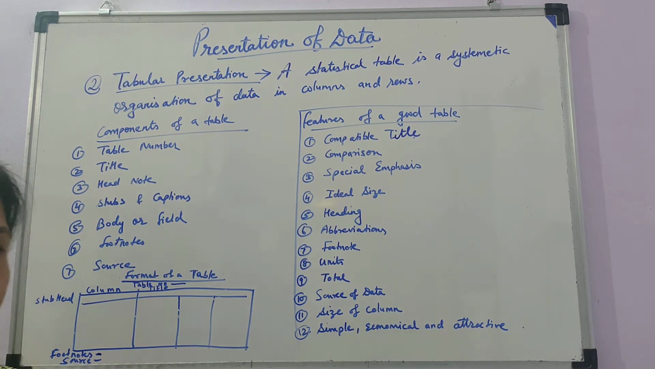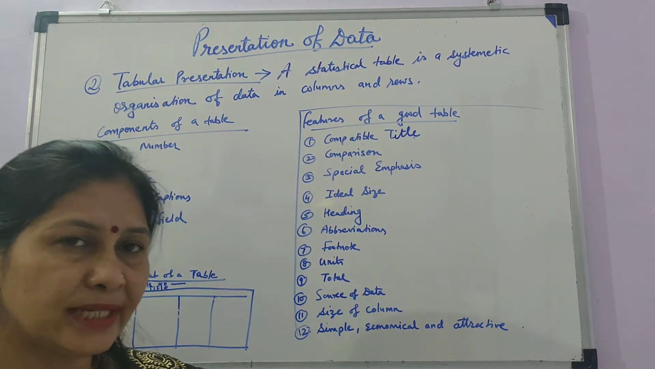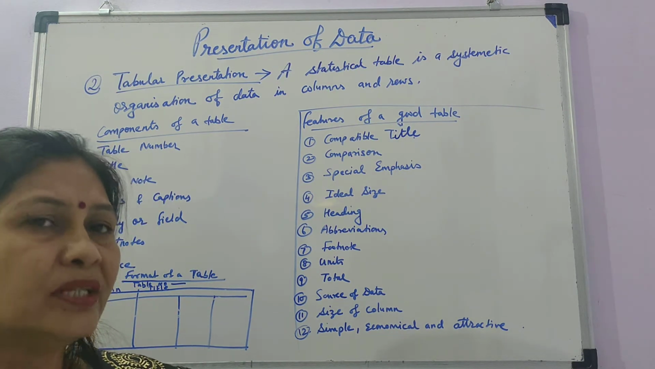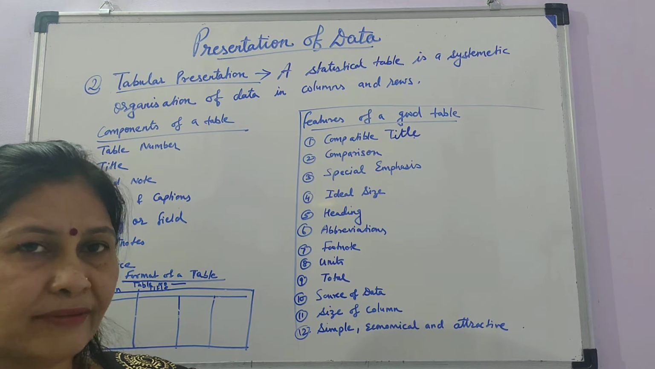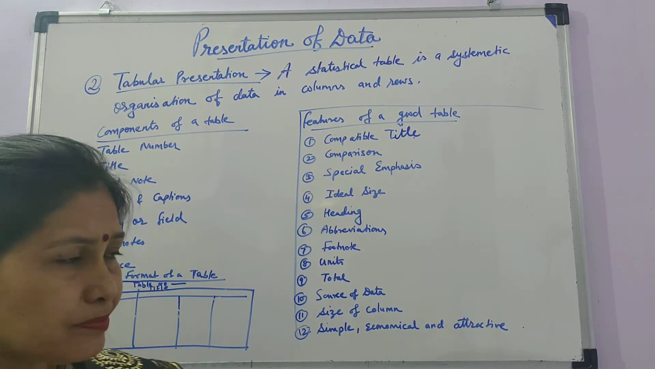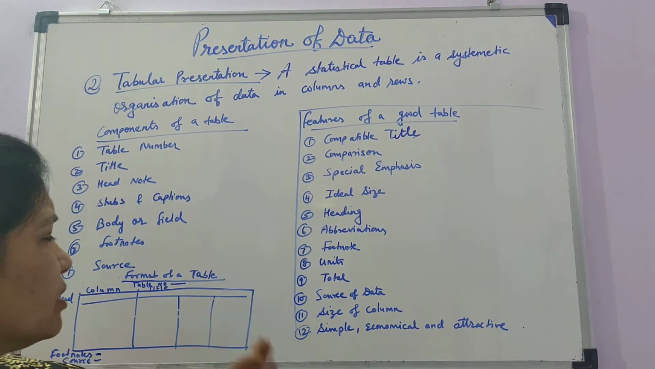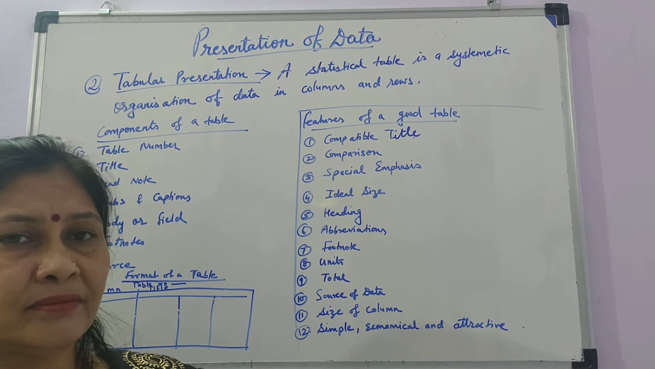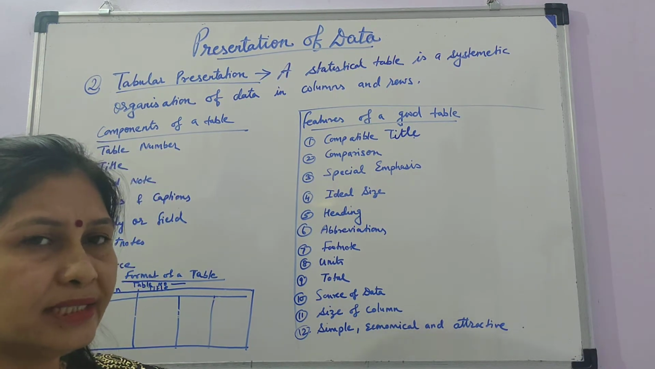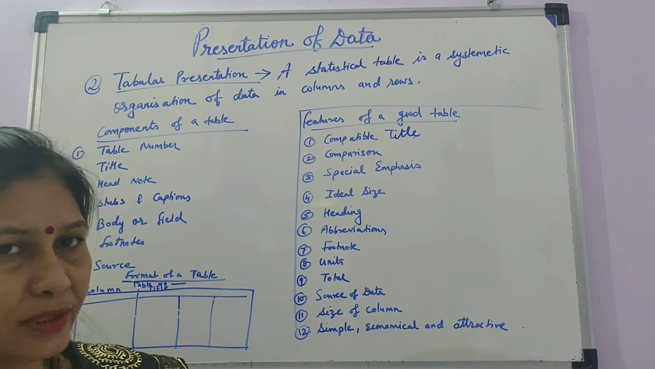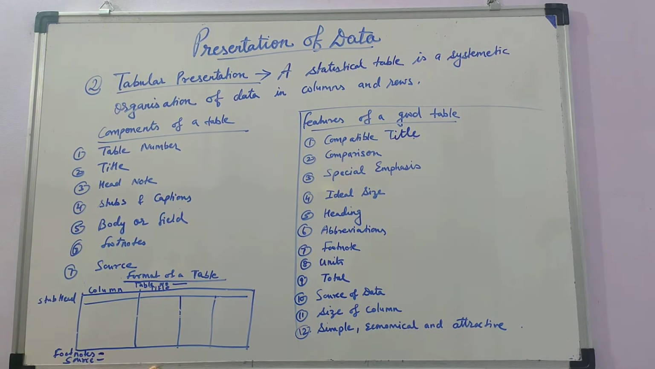When you want to present your data in tabular presentation, you have to make the table, and the table must have each and every component which is required. So the table should be made according to the requirements of the table. एक table तभी complete मानी जाती है जब उसमें सारी चीजें जो उसकी components है वो सारे present हो. So these will be the components of a table.